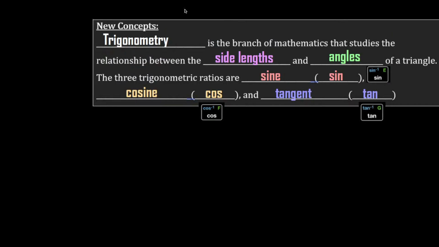And then some new concepts. Trigonometry is the branch of mathematics that studies the relationship between the side lengths and angles of a triangle. And those three trigonometric ratios are sine, which is S-I-N, and it has a button there for you so that way you can get used to seeing it. So we have sine, cosine, and tangent. Again, make sure you're seeing those abbreviations, but make sure you're understanding what those stand for.